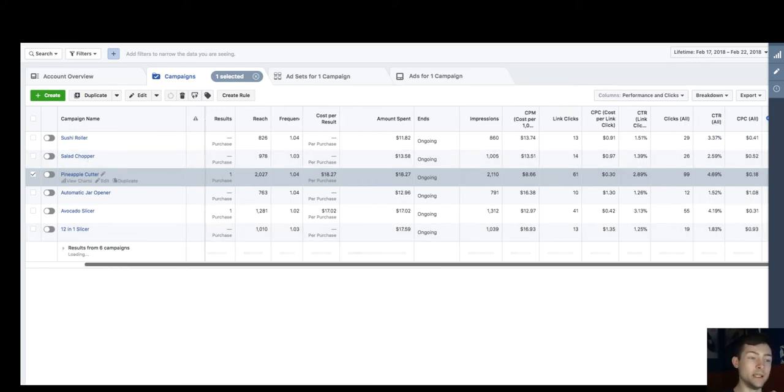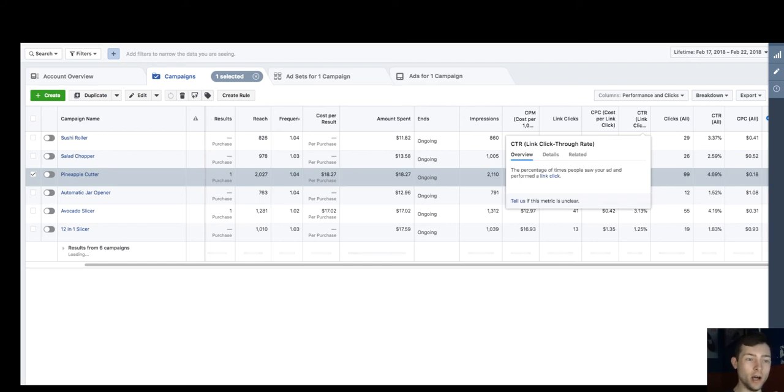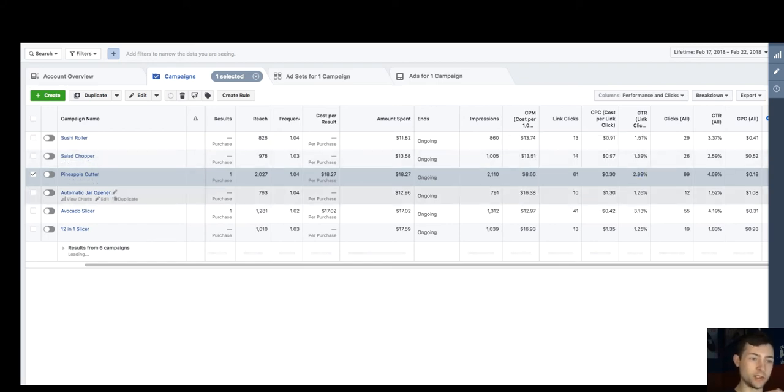CPM was about $8.60, which is pretty good. 61 link clicks at about 30 cents per link click. CTR, I think that's per link click. Yeah, CTR was almost 3%, which is good. These are all okay stats for if you're testing.